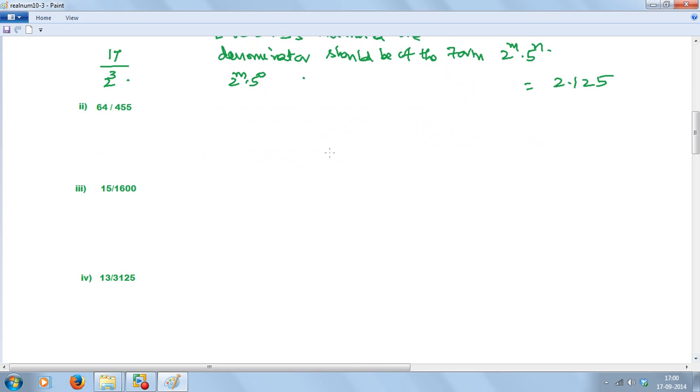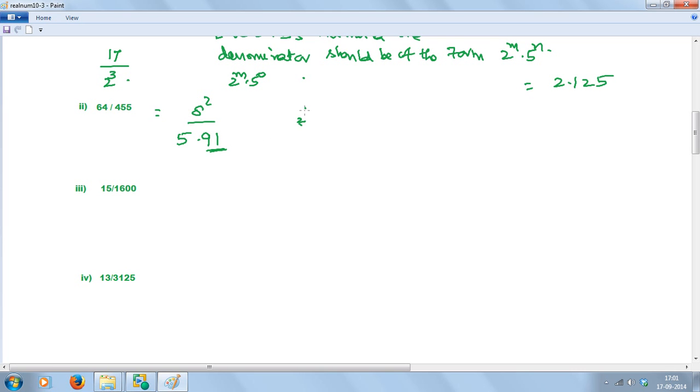The next problem, 64 divided by 455. Now when you think of 64, you can write it as 8 square divided by 5 multiplied by 91. So this 91, the denominator is not of the form 2 to the power of something. The 91 is odd, it cannot become 2 to the power.